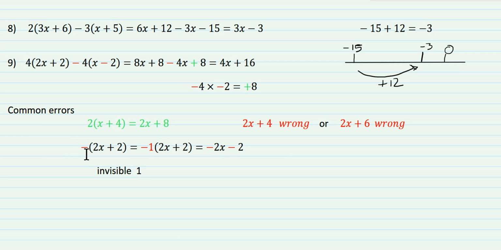Now if we have a negative outside the bracket, like in this situation, what this means is that there is actually an invisible 1 in front of the bracket. So this is actually minus 1. Now this minus 1 outside the bracket multiplies everything inside the bracket, and this negative will reverse all the signs inside the bracket, so this will become minus 2x and this will become minus 2. So if you just see a negative outside, there is actually an invisible 1 outside.